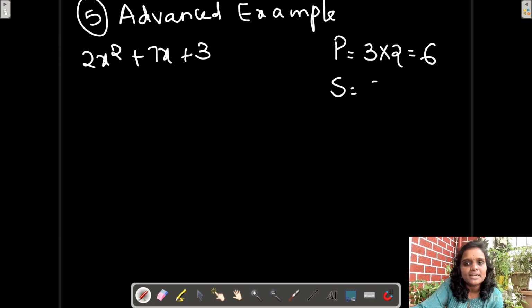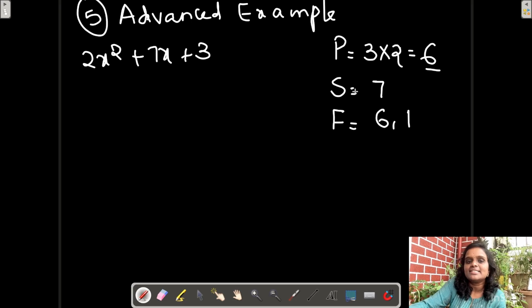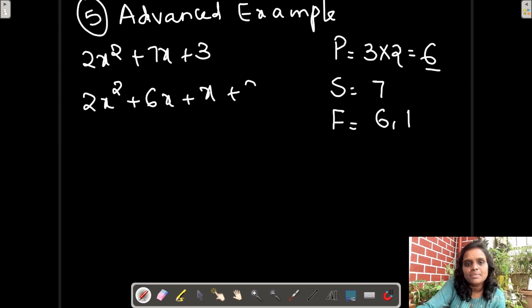So what is the sum? Sum is nothing but the middle term. That is 7, the coefficient of x. So what are the factors here? Can I write 6, 1? 6 into 1 is 6. 6 plus 1 is 7. That's it. So write the first term as it is, plus 6x plus x plus 3.